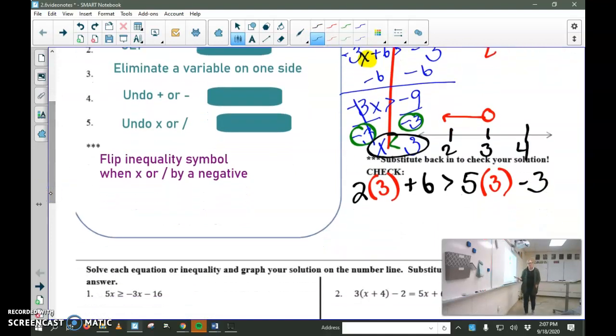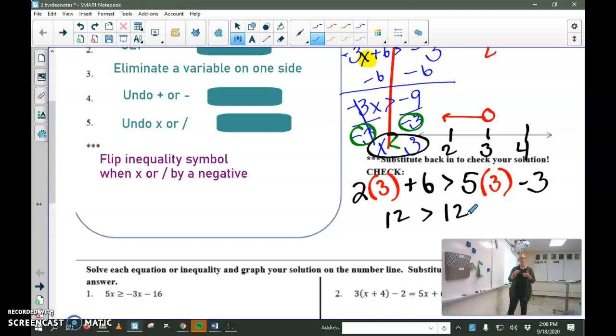And then you could type this in your calculator. You could do mental math, right? 2 times 3 is 6, plus 6 is 12, greater than 5 times 3 is 15, minus 3 is 12. Okay. So I know I got the right solution because I had the same number on either side of that inequality symbol. I know that the value for x should relate to 3 because when I put 3 back into the original inequality, I got the same output on either side.